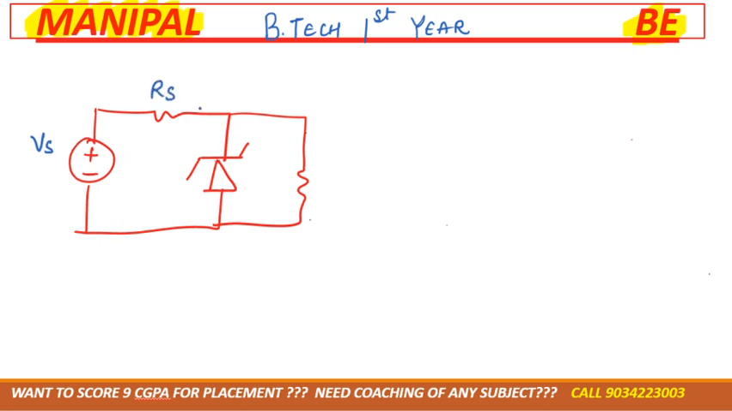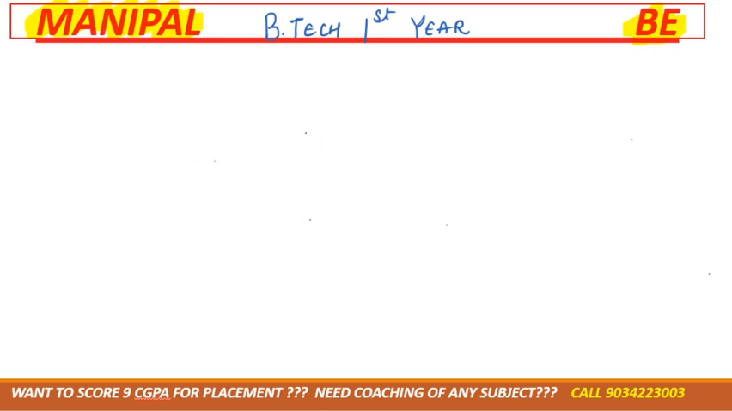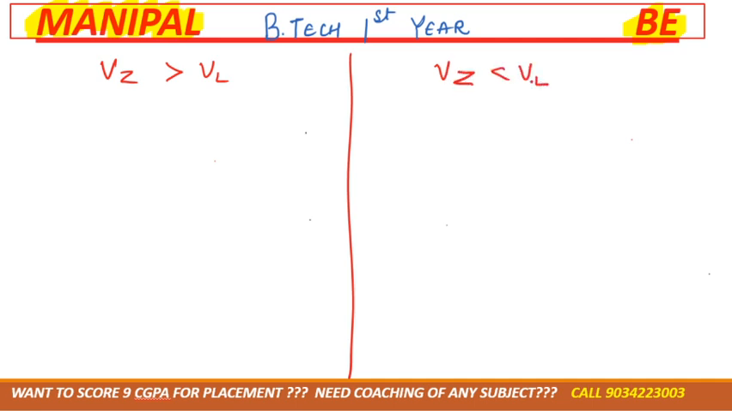This is the supply resistance Rs. This is RL. Here the current flowing is IL and the voltage across the load would be VL, and this would be VZ. So I told you that there are two conditions. One is VZ is greater than VL and another condition is VZ must be less than VL.